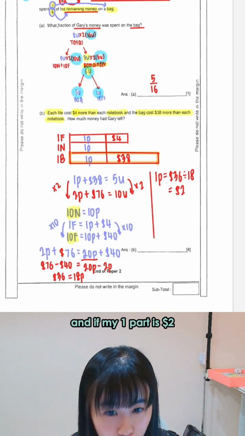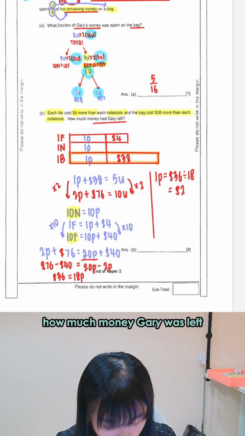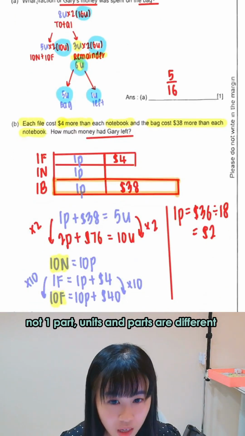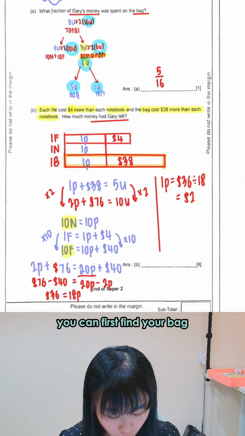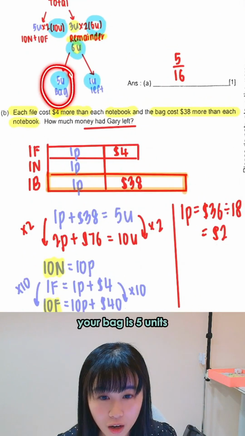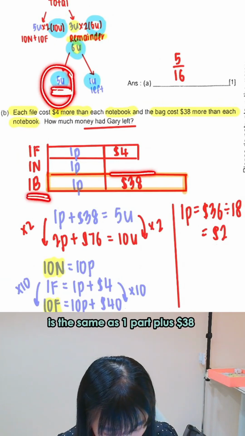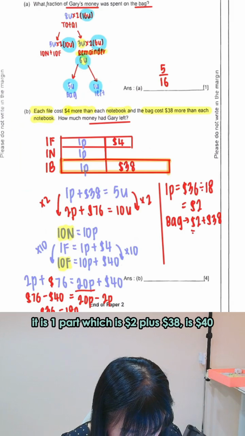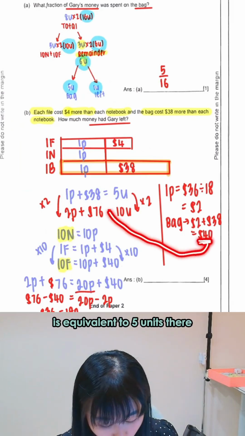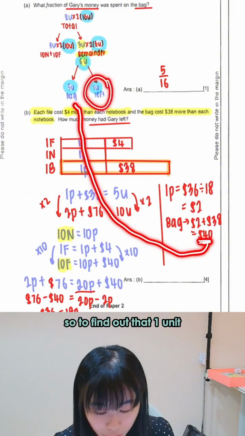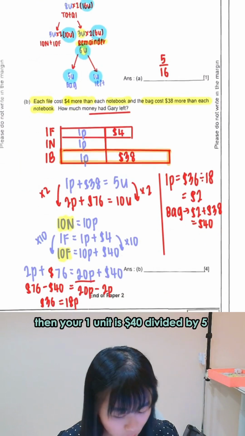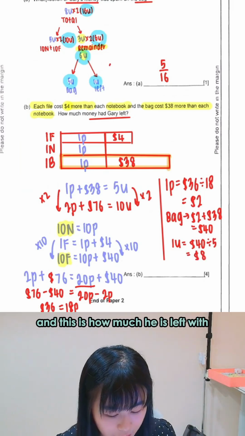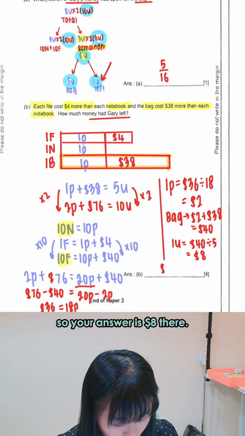And if my one part is $2, you want to find out how much money Gary was left. Remember, Gary was left with one unit, not one part. Unit and part are different, okay? So if you want to get your unit, you can first find your bag. Your bag is 5 units, the same as 1 part plus 38. To find my bag, it is 1 part, which is $2, plus $38, which is $40. And this bag, $40, is equivalent to 5 units. So if 5 units is $40, then your 1 unit is $40 divided by 5. That's how you get 1 unit is $8, and this is how much he is left with, which is 1 unit. So your answer is $8.